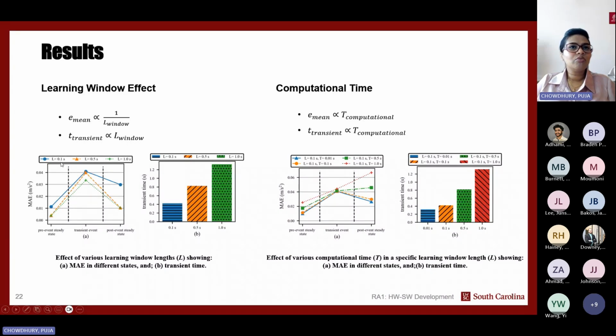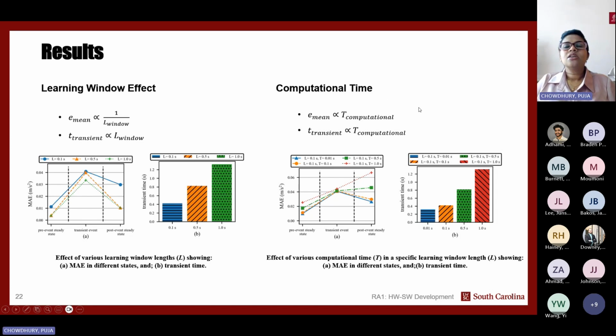We tried with 0.1, 0.5, and 1 second learning windows. In the case of transient time, the relationship with the learning window is proportional. What is transient time? It is how much time it takes to pass that transient event. When the learning window is smaller, around 0.1, we get the lowest transient time, around 0.4. When it is high, the transient time is also high, as here, for 1 second, it's 1.2.